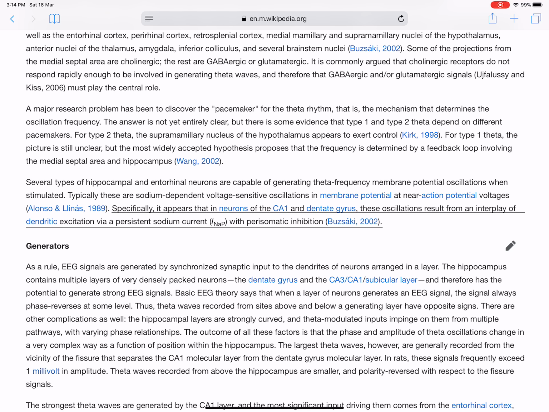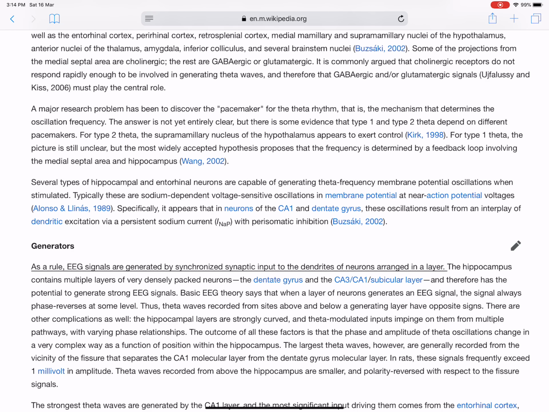(Buzsaki, 2002.) Generators. As a rule, EEG signals are generated by synchronized synaptic input to the dendrites of neurons arranged in a layer. The hippocampus contains multiple layers of very densely packed neurons, the dentate gyrus and the CA3-CA1-subicular layer, and therefore has the potential to generate strong EEG signals. Basic EEG theory says that when a layer of neurons generates an EEG signal, the signal always phase reverses at some level. Thus, theta waves recorded from sites above and below a generating layer have opposite signs.